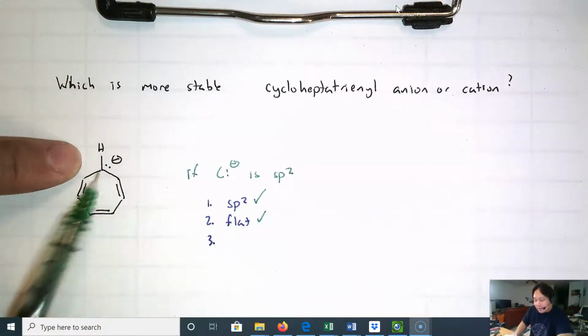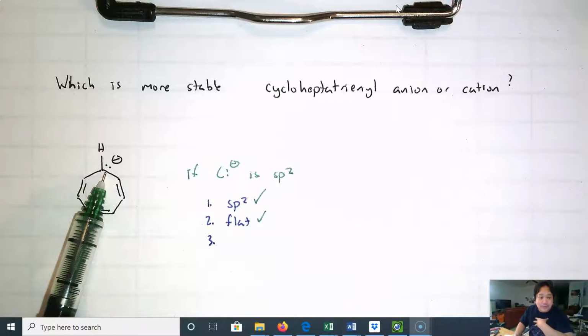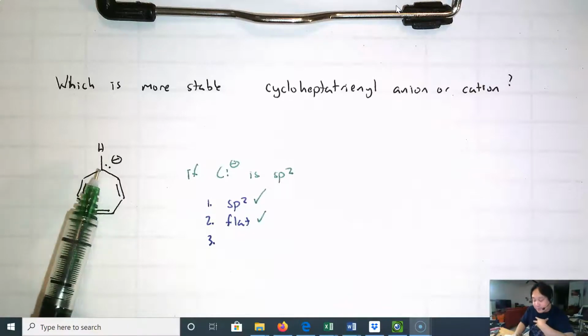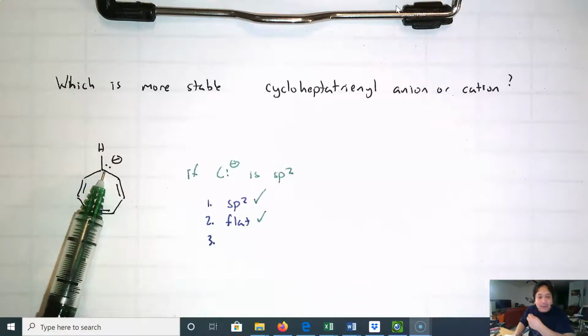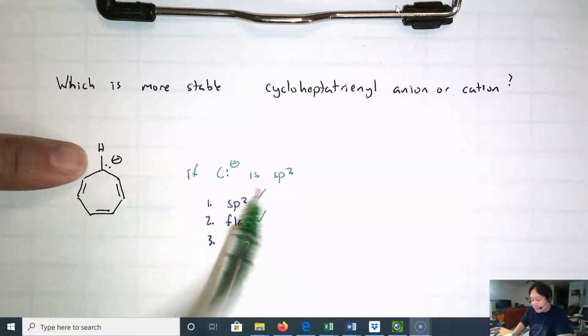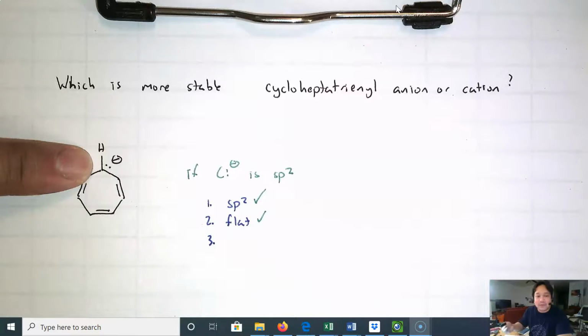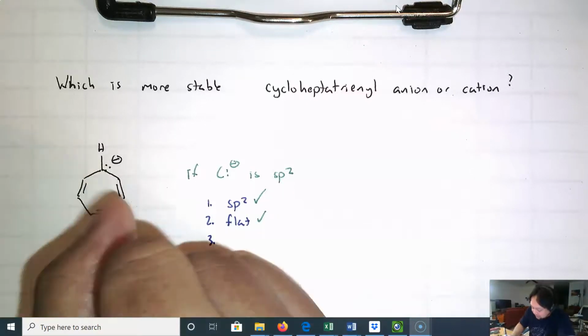But do I include these? I don't want to include them, right? Because if I include them, I go up to 8 pi electrons. But you don't choose that way. We already chose that this be sp2. We have to know where that lone pair is when the carbon is sp2.